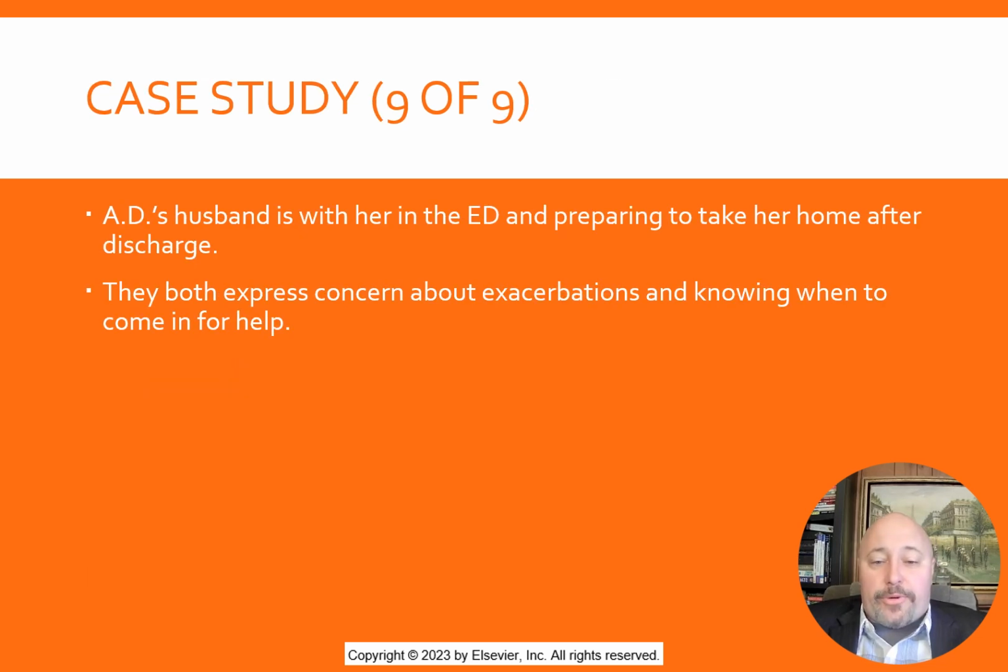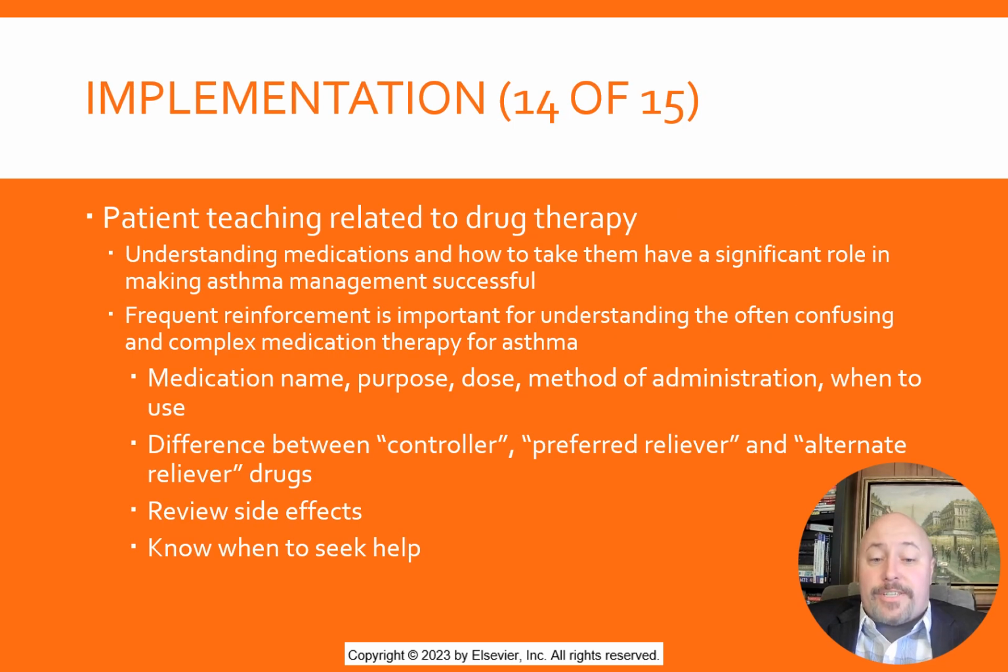AD's husband is with her in the ED and preparing to take her home after discharge. They both express concern about exacerbations and knowing when to come in for help. Patient teaching related to the drug therapy would include understanding medications and how to take them, which has a significant role in making asthma management successful. Frequent reinforcement is important for understanding the often confusing and complex medication therapy for asthma. Teach the medication name, purpose, dose, method of administration, and when to use, as well as the difference between controller, preferred reliever, and alternate reliever drugs.